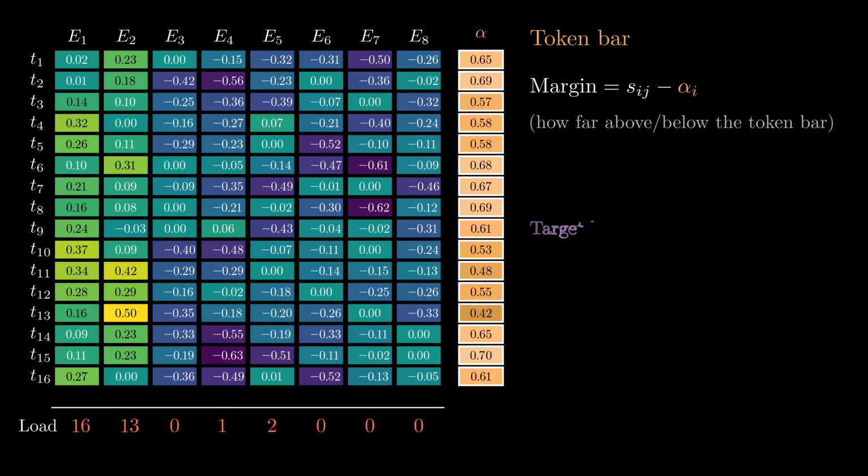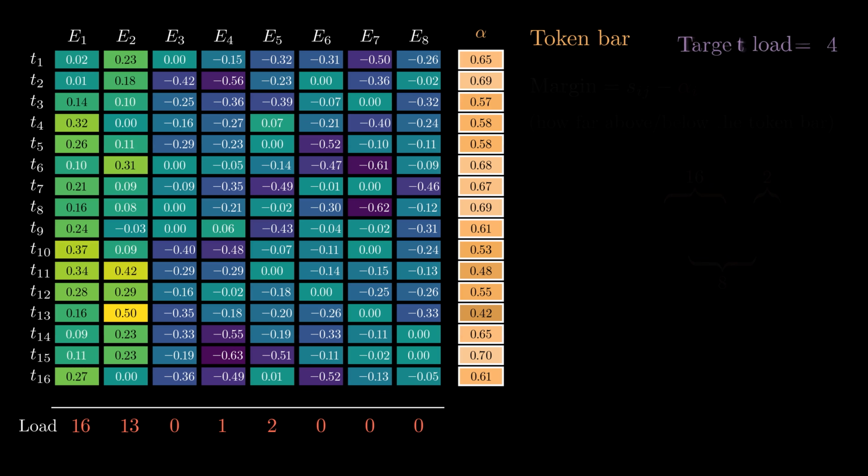Let's first compute the target load for each expert. It's the number of tokens times k divided by the number of experts. In our example, we have 16 tokens. Each token is routed to 2 of the 8 experts in the pool. So, in the ideal case, each expert should receive 4 tokens.